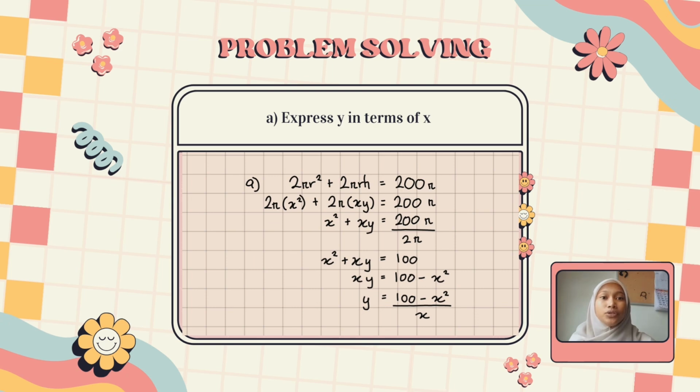And then we divide by the 2 pi, it will be 2 pi x squared plus 2 pi x multiply y equal to 200 pi, over 2 pi. And then we simplify the right side, it will become x squared plus x multiply y equal to 100. And then x multiply y equal to 100 minus x squared. And then the final answer is y equal to 100 minus x squared over x.